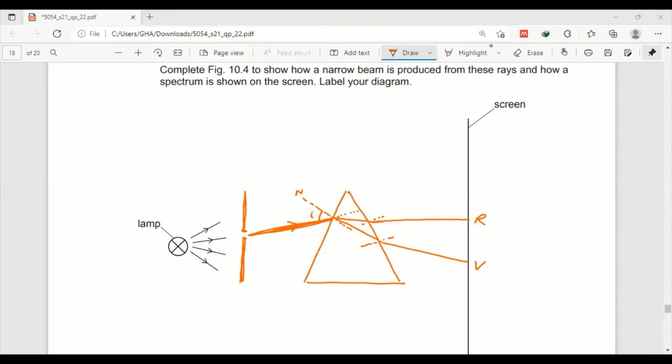Okay, for this purpose, for the narrow beam, we will place a slit. This is a barrier. It has a hole. This is a slit. So the light rays are emerging from the slit.